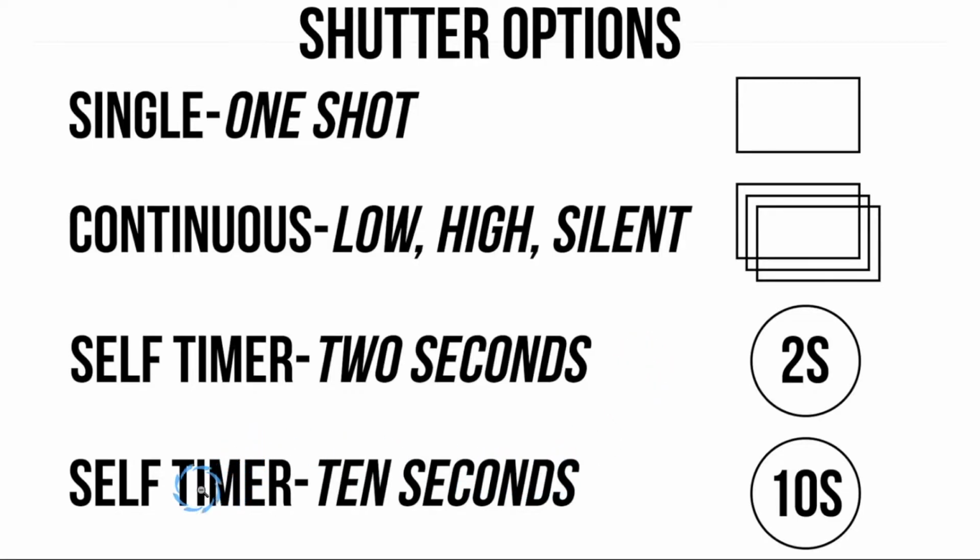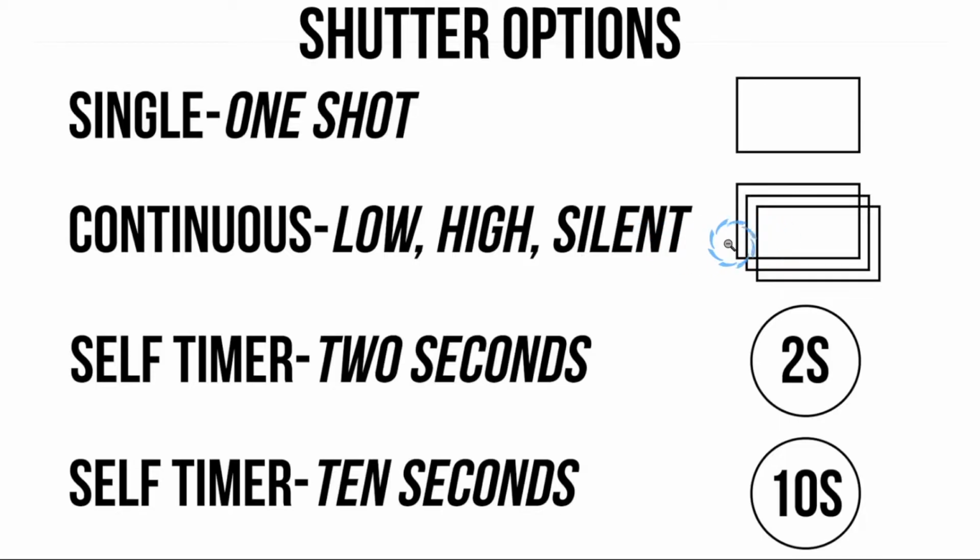And the last one is self-timer 10 seconds. So in this situation, you're going to press the self-timer. It's going to count off 10 seconds, and then it's going to take the photo. So those are your options. So we'll go over those again. Single one shot. Every time you press the shutter, it's going to take one shot.